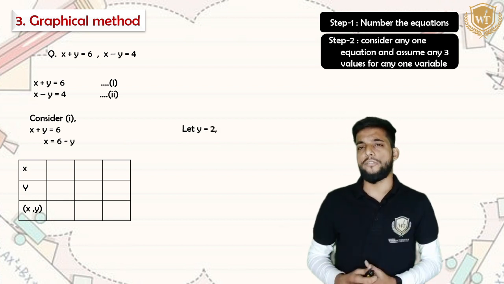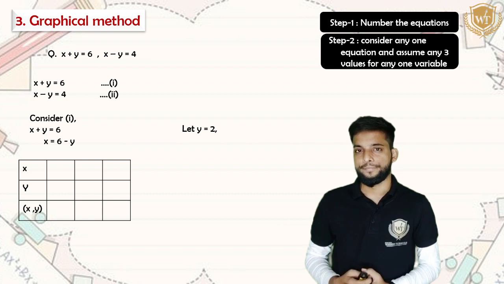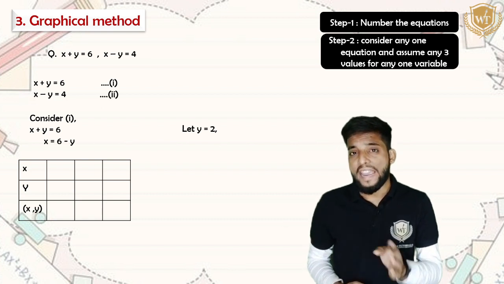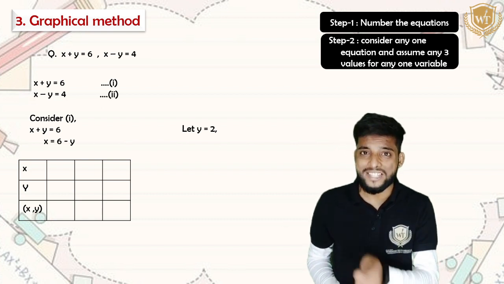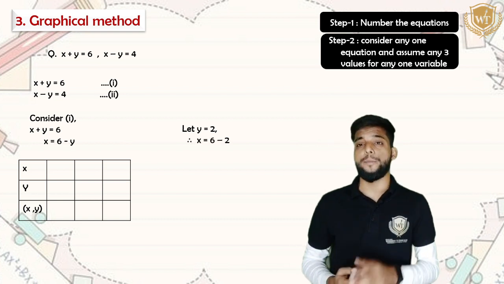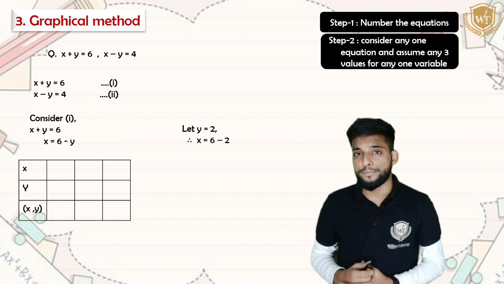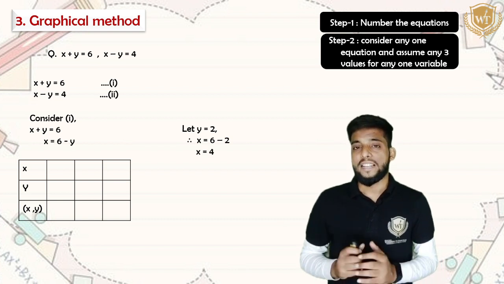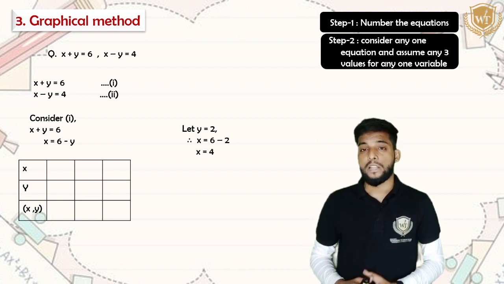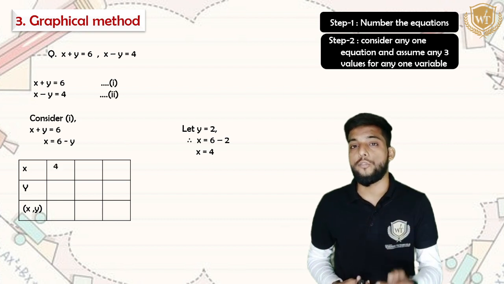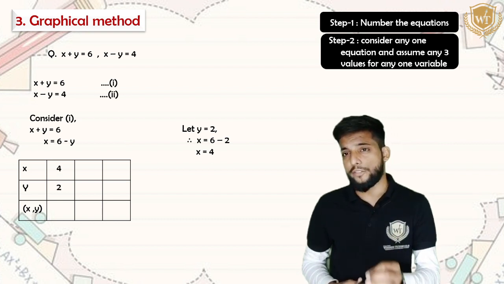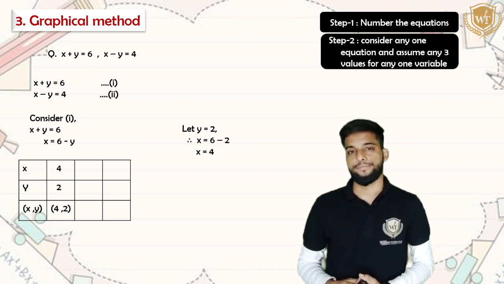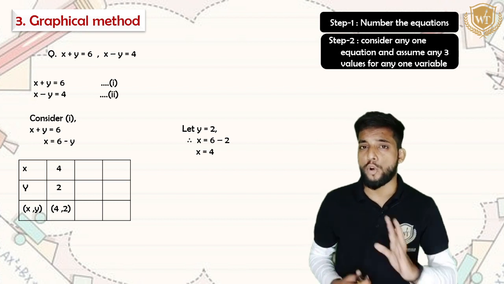So the first value of y we are assuming is 2. Now if y is 2, x which was equal to 6 minus y will become 6 minus 2. Y ka value is 2, so x ka value will be 4. Let us fill this in the table. So x ka value is 4, y ka value is 2. The point will be (4, 2). Let us assume one more value for y.